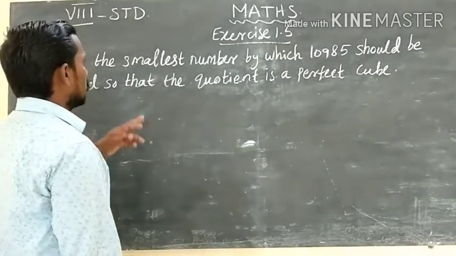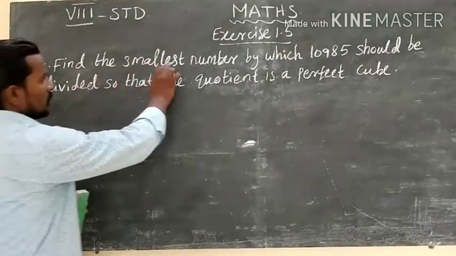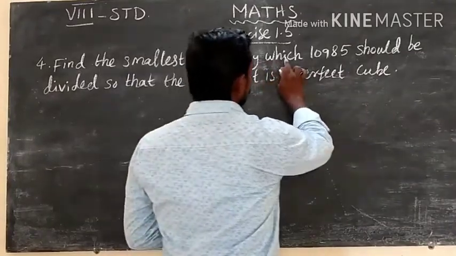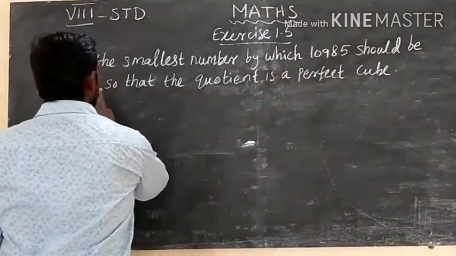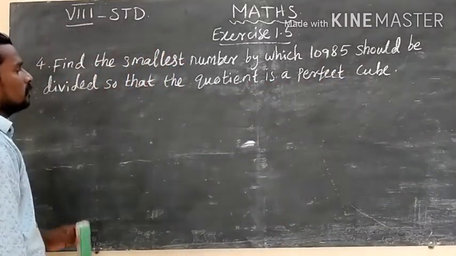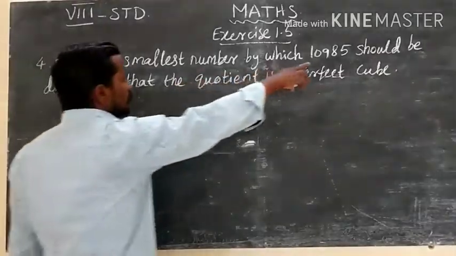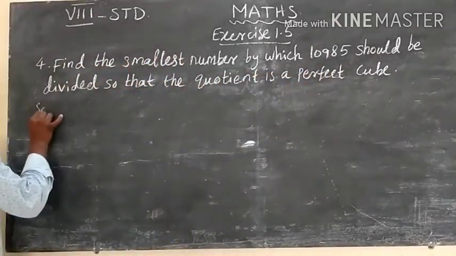Okay. So exercise 1.5, fourth question. Find the smallest number by which 10,985 should be divided so that the quotient is a perfect cube. Which smallest number, when we divide this number by it, gives a perfect cube? This is your question. The solution.